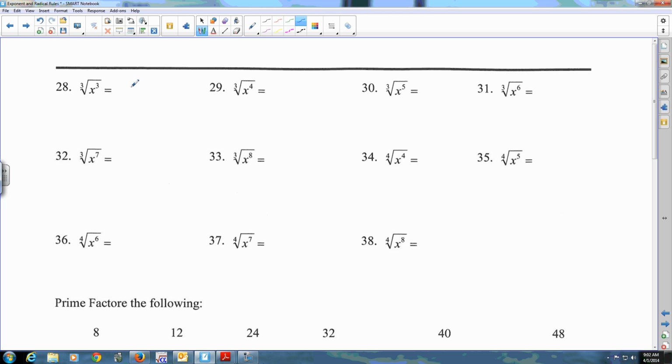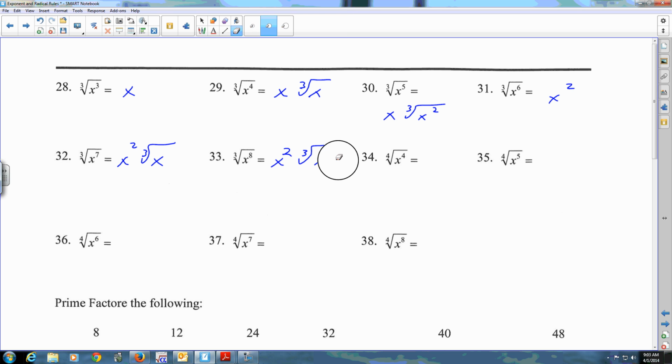3 goes into 3 once, so it's just x. 3 goes into 4 once, with 1 left over. 3 goes into 5 once, with 2 left over. 3 goes into 6 twice. 3 goes into 7 twice, with 1 left over. 3 goes into 8 twice, with 2 left over. Whoops, I didn't write a 3.